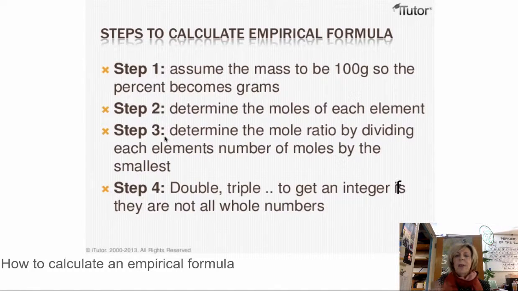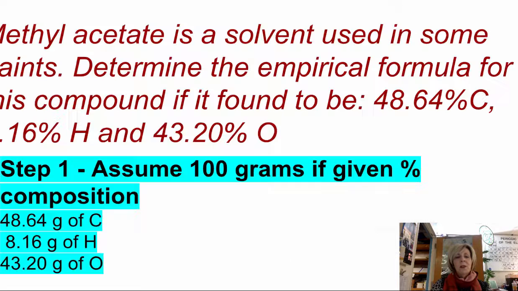The third step is that you take the smallest number of moles and then you divide all of the moles by the smallest mole to get the mole ratios. And then if you don't get a whole number in step 3, then you have to double or triple to make those integers a whole number. So let's get started. Here's a practice problem.